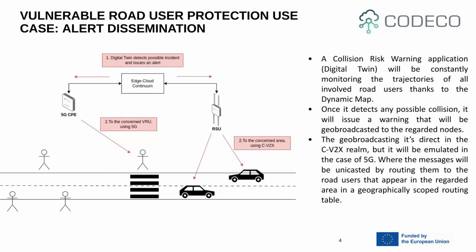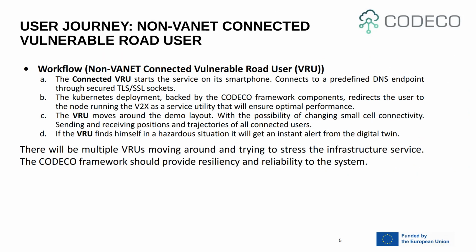Once it detects any possible collision, it will issue a warning that will be geo-broadcasted to the regarded nodes. The geo-broadcasting is direct in the V2X realm, but it will be emulated in the case of 5G, where the messages will be unicasted by routing them to the road users that appear in the regarded area in a geographically scoped routing table. Let's understand the different user journeys.